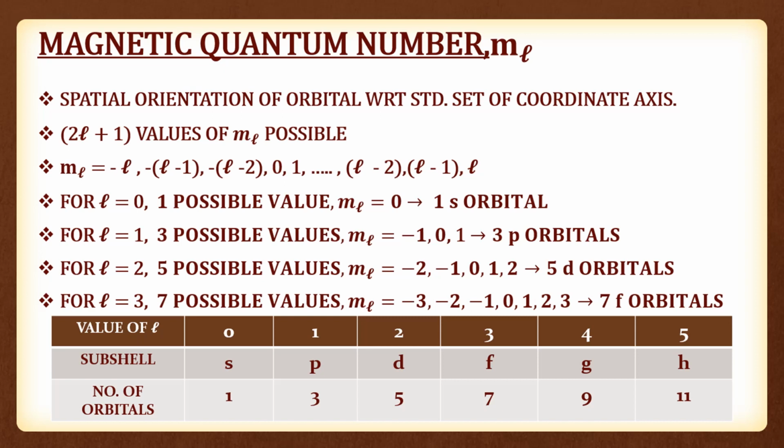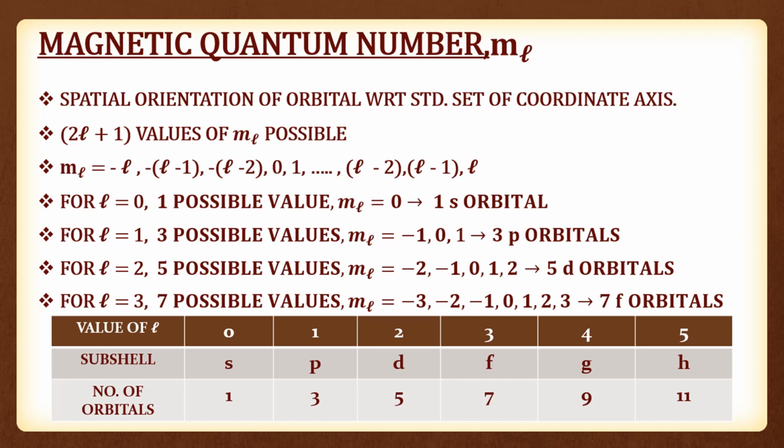For L is equal to 0, ML will be equal to 0. That will be the only permitted value of ML. So by calculations, the number of ML values will be 2L plus 1, which is equal to 2 into 0 plus 1, which implies that for L is equal to 0, there is only one possible value of ML, which is 0, which constitutes the 1s orbital.